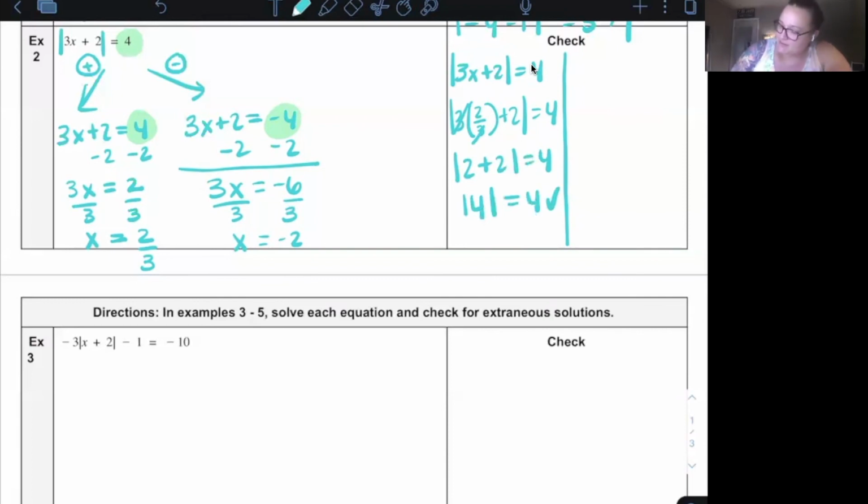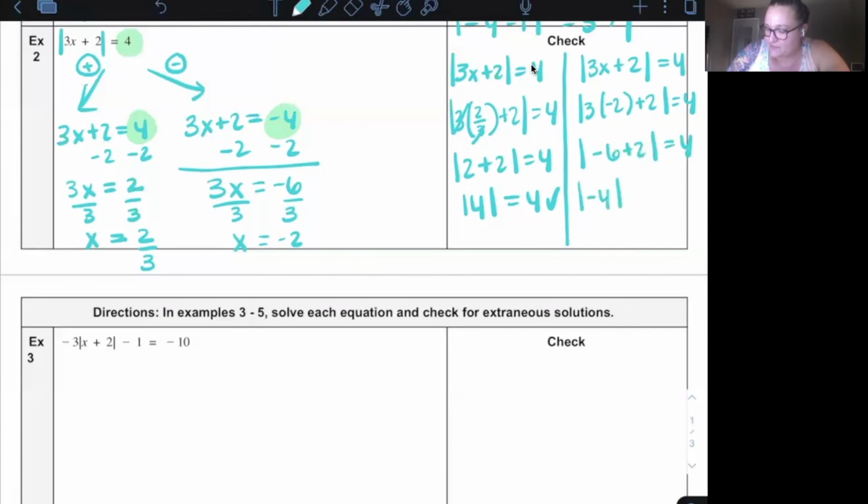Moving on to x equals negative 2. Again, we're plugging it into the original equation with the absolute values and all. So the absolute value of 3 times negative 2 plus 2 equals 4. 3 times negative 2 is negative 6. Negative 6 plus 2 is negative 4. And the absolute value of negative 4 is positive 4. So hey, both work again. So your final answer is x equals 2/3 and negative 2.